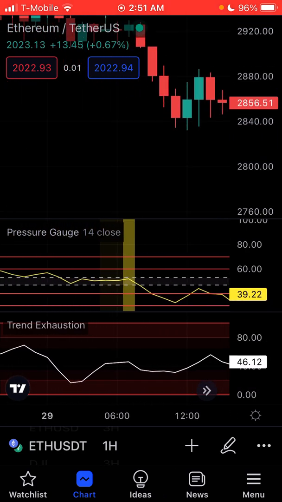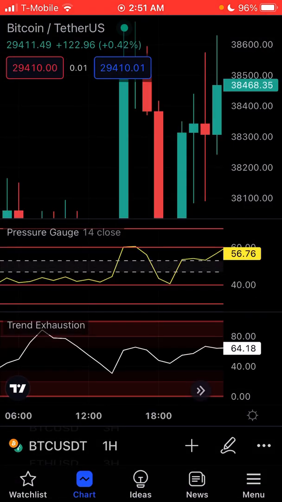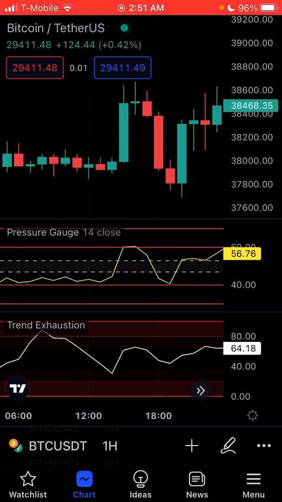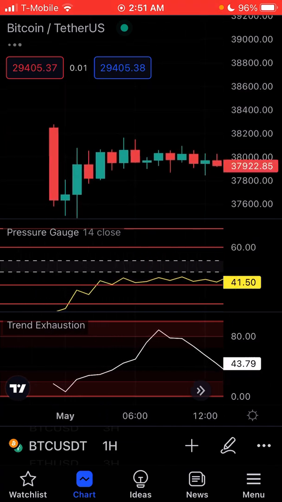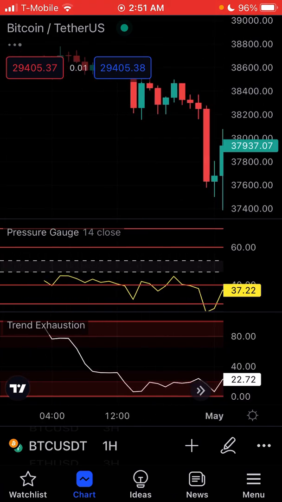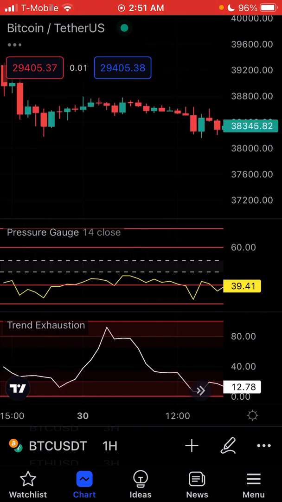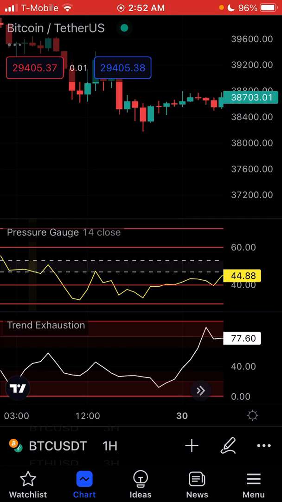So let me try to find one. Let me go to Bitcoin here. We'll look at it through Bitcoin. So let's look for the pressure gauge. Now this is a strategy I've come up with when I messed around with this guy's indicators. Let's look for a pressure gauge.